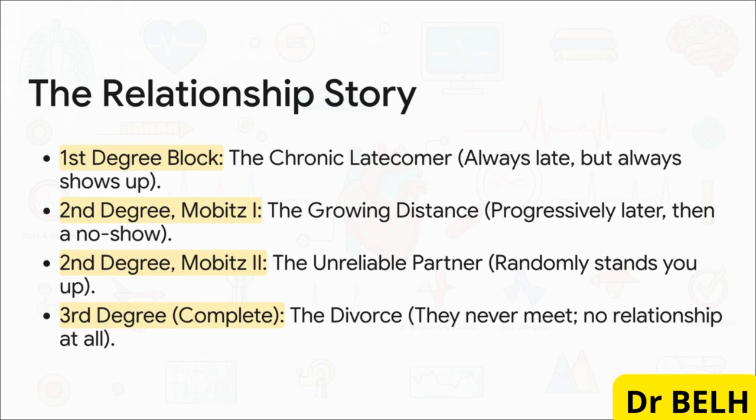This one is way more dangerous because it can suddenly turn into a complete block, and that brings us to third-degree block. The divorce. It's over. The P waves and the QRS complexes have zero relationship. They are completely doing their own thing, and that's why this patient is almost definitely going to need a pacemaker.